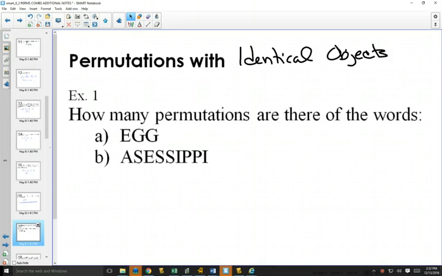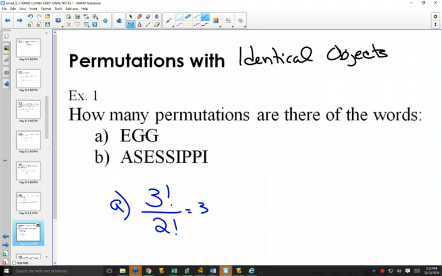So this is review. If you had to do EGG or MISSISSIPPI, how would you do that? Well, EGG would normally be 3 factorial, but what do we do with the double G? We divide by 2 factorial. So there's only 3 permutations of EGG. MISSISSIPPI would normally be 1, 2, 3, 4, 5, 6, 7, 8, 9 factorial, but what are we going to do with the 3 S's? Divide by 3 factorial. We also have 2 I's and 2 P's. We don't have to worry about the A or the E because there's just one of them.